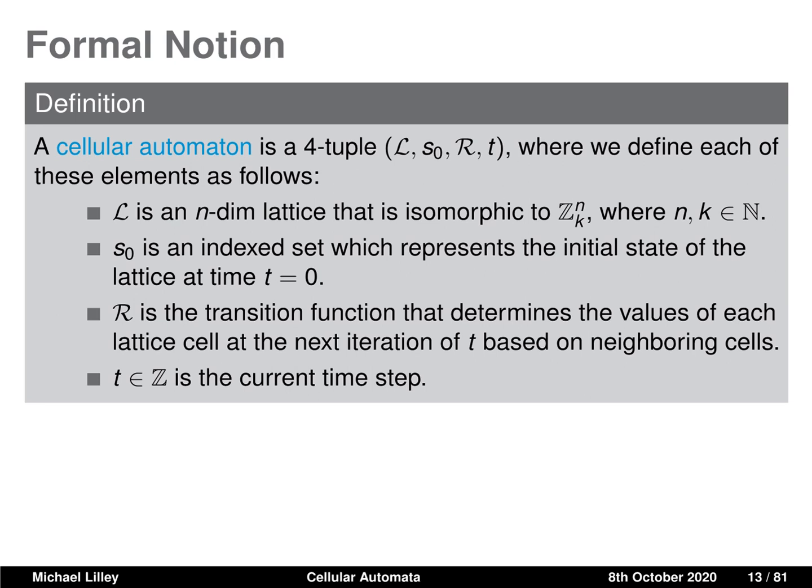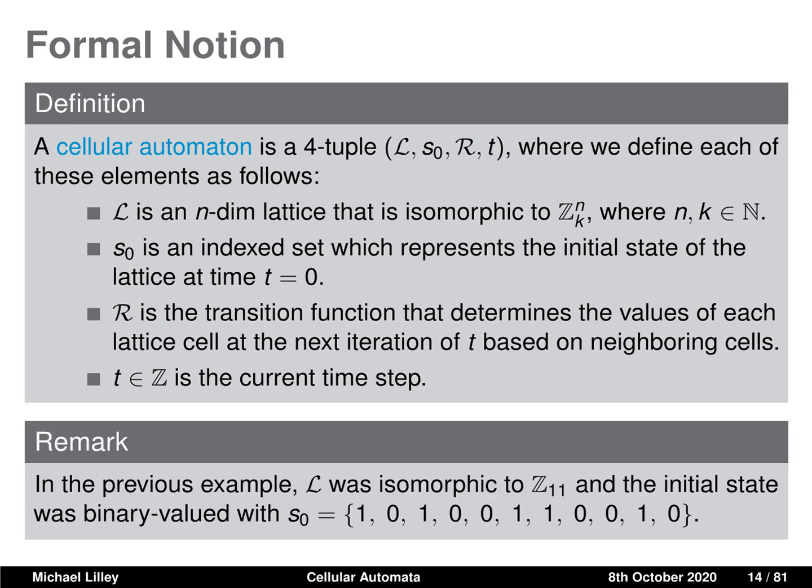Finally, the fourth element refers to the configuration at a particular time point in the evolution of our automaton. As a quick remark, in our first example, we were on a one-dimensional lattice that had 11 cells, which means that our lattice was isomorphic to Z11, and our initial state was given by a binary index set.